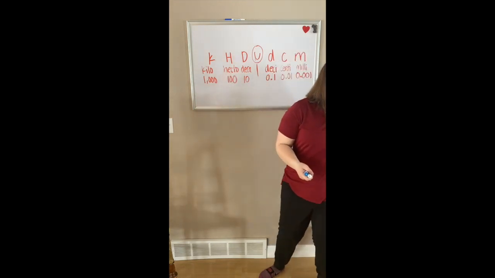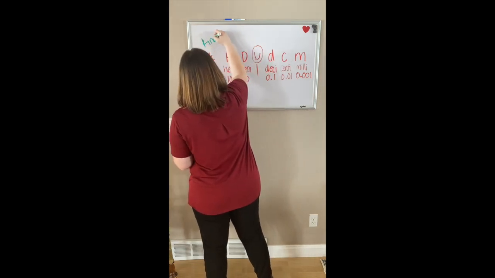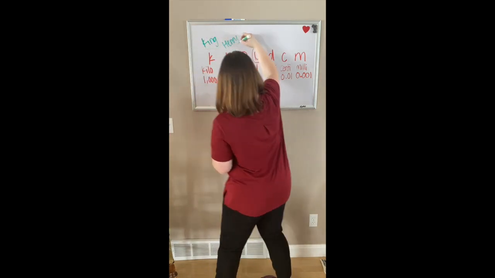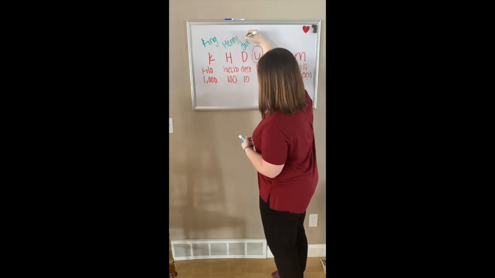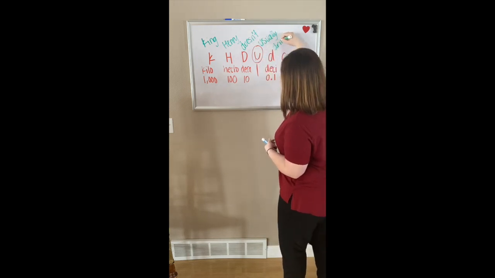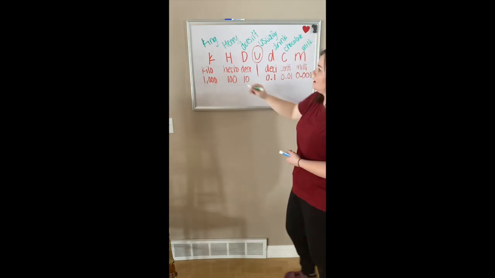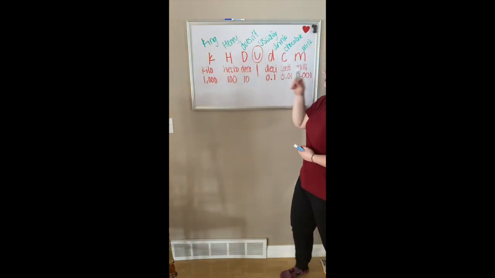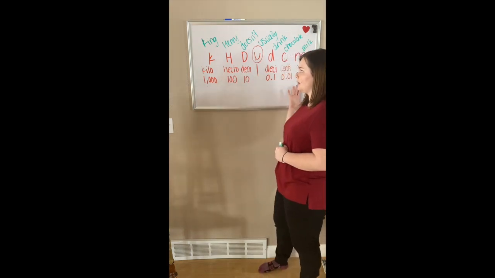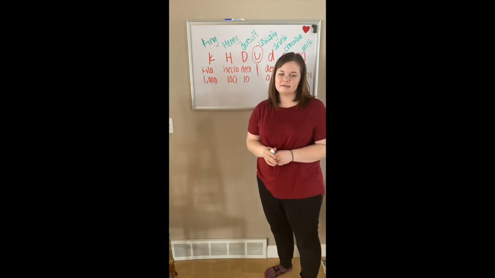If you remember, you can put king, Henry, doesn't, usually, drink, chocolate, milk. King Henry doesn't usually drink chocolate milk. This is one way that you might write it out every time so that you can easily convert, and I'll start showing you how to convert in a few minutes.